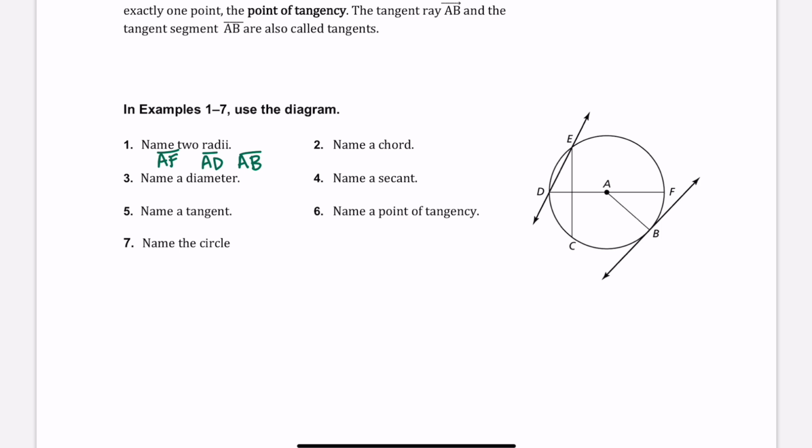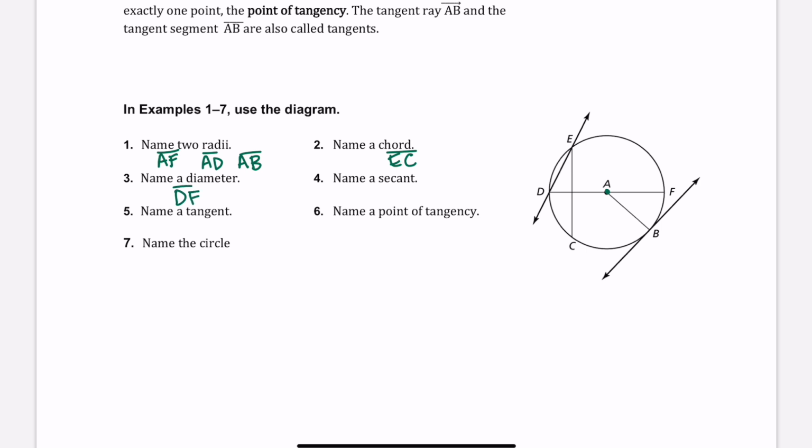Name a chord. A chord is 2 points, or a line segment, where the ends are on the circle. So EC is a chord. A diameter is a line that hits both sides, both ends are on the circle, and it goes through the center. So I am thinking DF would be a diameter. You could also say FD, either one is fine.